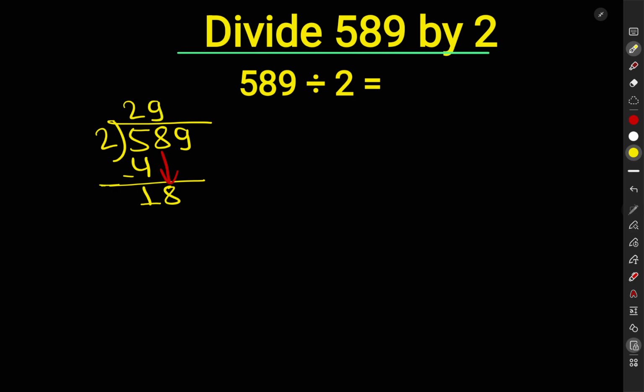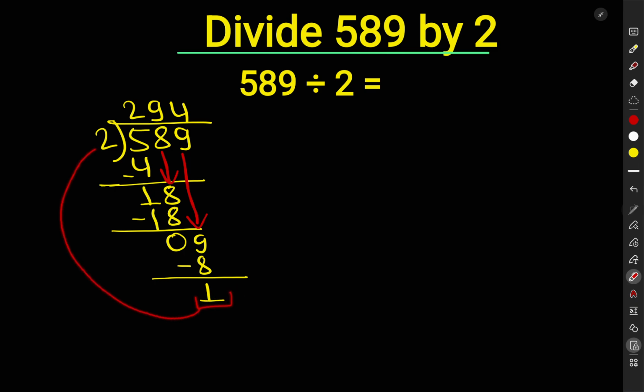So 2 times 9 is 18. On subtracting, we get 0. So again we put down this 9 and 2 times 4 is 8. On subtracting, we get 1. So now this 1 is less than 2 and there is no other number to put down.